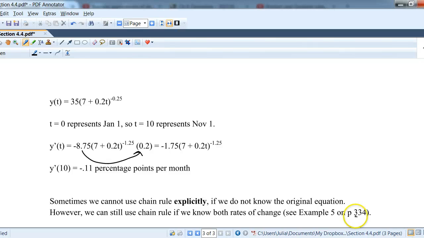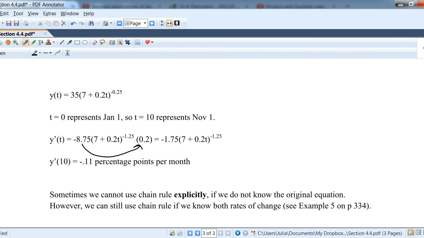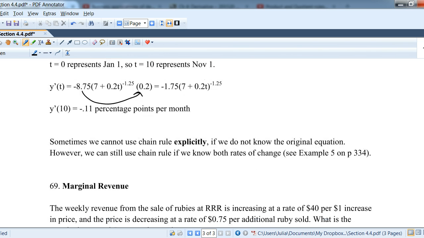And here is another one that, again, you have to think about very carefully. What if we cannot use the chain rule explicitly? What if we do not have equations? That's basically what it means. But we can still use the chain rule if we know both rates of change. So we'll take a look at that kind of example.